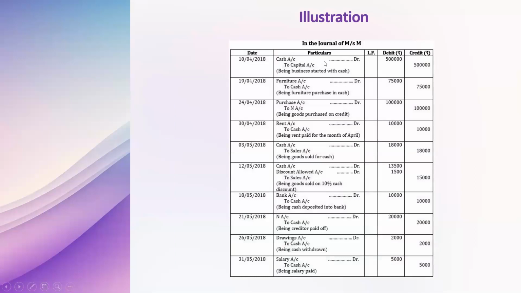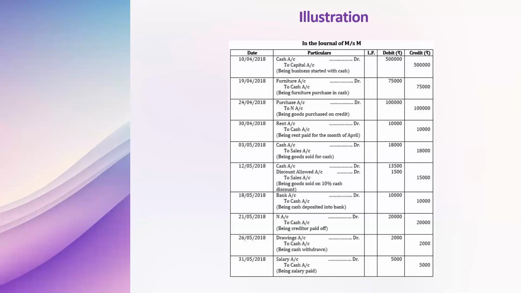cash account debtor, in the debit column, it's written as 5 lakhs. And the next line, to capital account, in the same line, the same amount is mentioned under credit. So this is the debit information, and the next line would be the credit information. Clear?